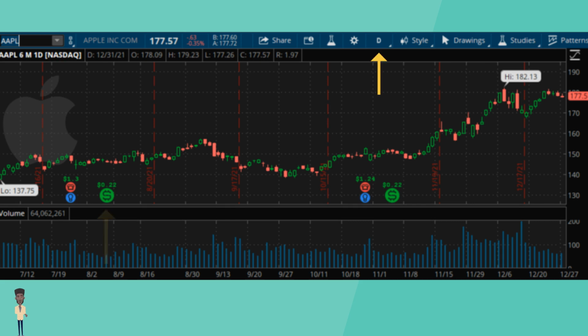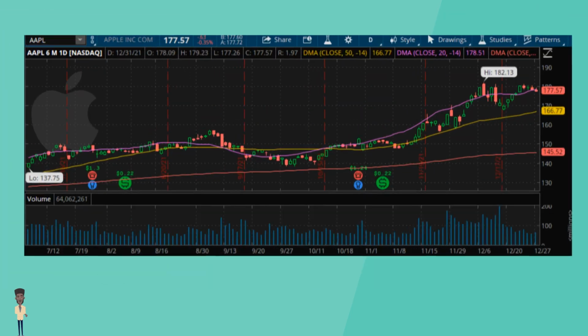The D you see in the middle of the screen allows you to change how far back you can look at that chart. So you can look at the previous 5 days, the previous 6 months, the previous 2 years. It's up to you. Now let's add some moving averages to it.